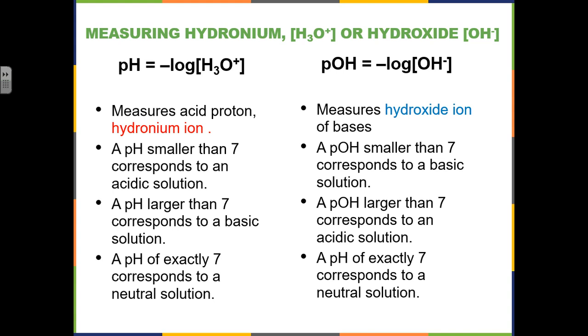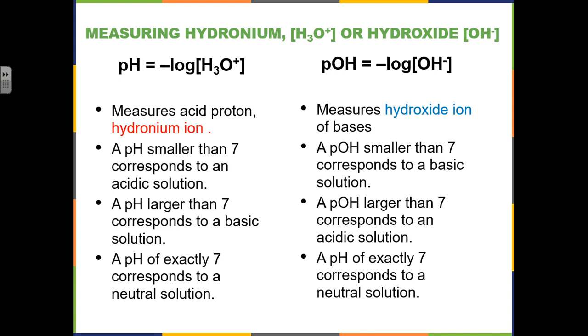Now, the formulas between the two look very similar, where pH is equal to the negative log of your hydronium concentration, and then when you look at your base, pOH is equal to the negative log of your hydroxide concentration. And here are some key takeaways when we're looking at this general formula. To reiterate, it does measure our hydronium ion, which is the H3O+.